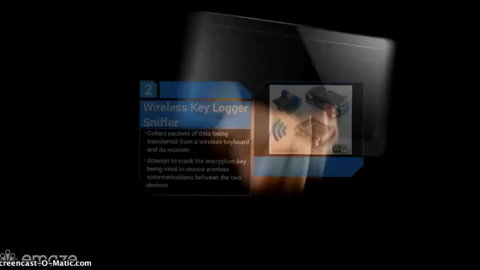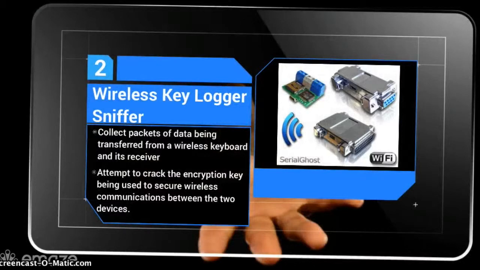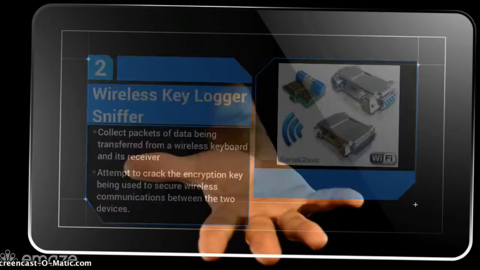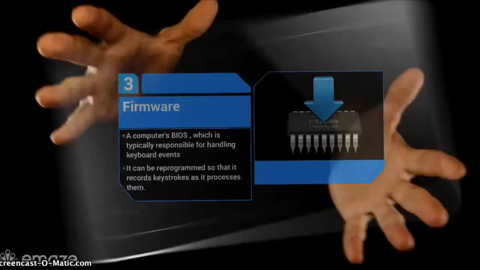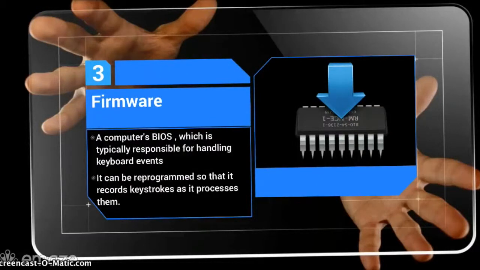Wireless keylogger sniffers collect packets of data being transferred from a wireless keyboard and its receiver. They attempt to crack the encryption key being used to secure wireless communication between the two devices. Firmware: a computer BIOS, which is typically responsible for handling keyboard events, can be reprogrammed so that it records keystrokes as it processes them.